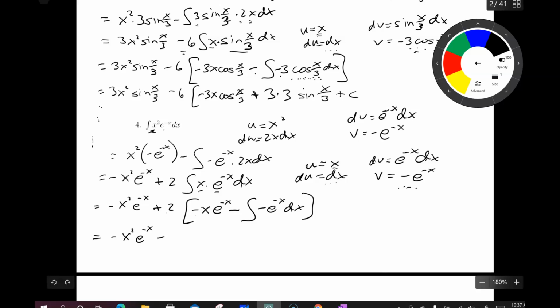I'm going to multiply this 2 in. So I get -2x e to the -x. Negative times this +2 gives me a +2. And then taking the integral of e to the -x gives me another e to the negative x plus a c.